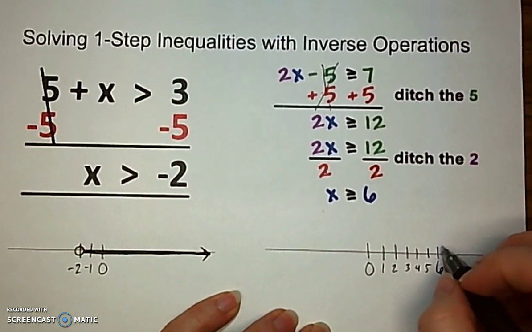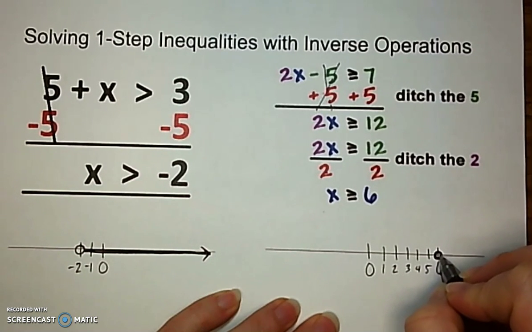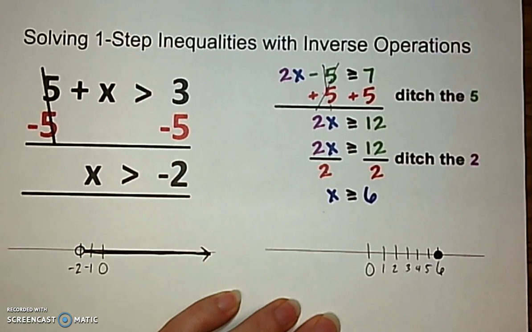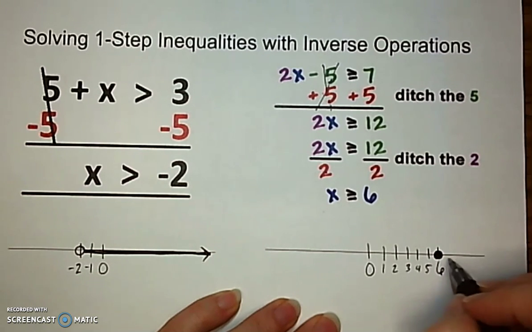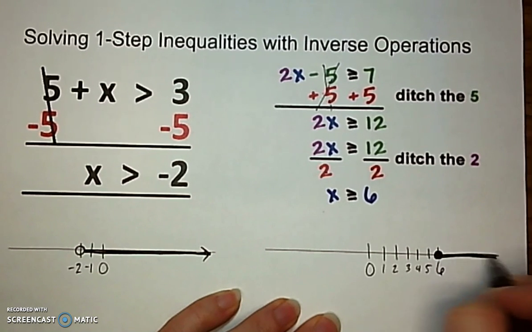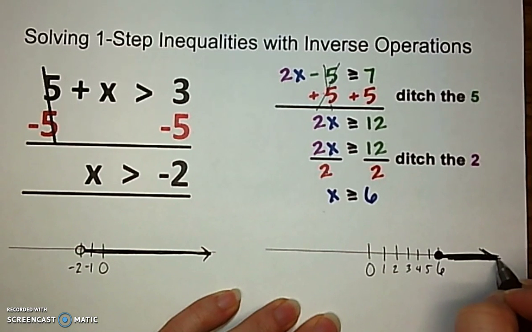And this one, it says, is greater than or equal to. So I'm going to fill in my dot this time, just because of that line there. And it's going to be everything going to greater than 6.